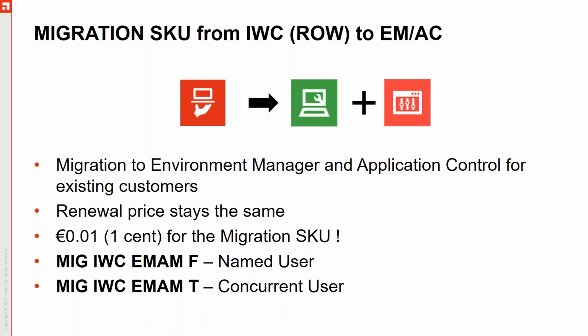So I think we charge a cent for the SKU. That's just so that we can actually send out the licenses. So yeah, if you're an existing Res customer and you're using Workspace and you want to move or migrate, there is no cost from a licensing point of view to get you from Res Workspace so you can start to use those Environment Manager and Application Control products and get a very, very like for like feature set across those two. And that doesn't matter whether you're a named user or concurrent user.